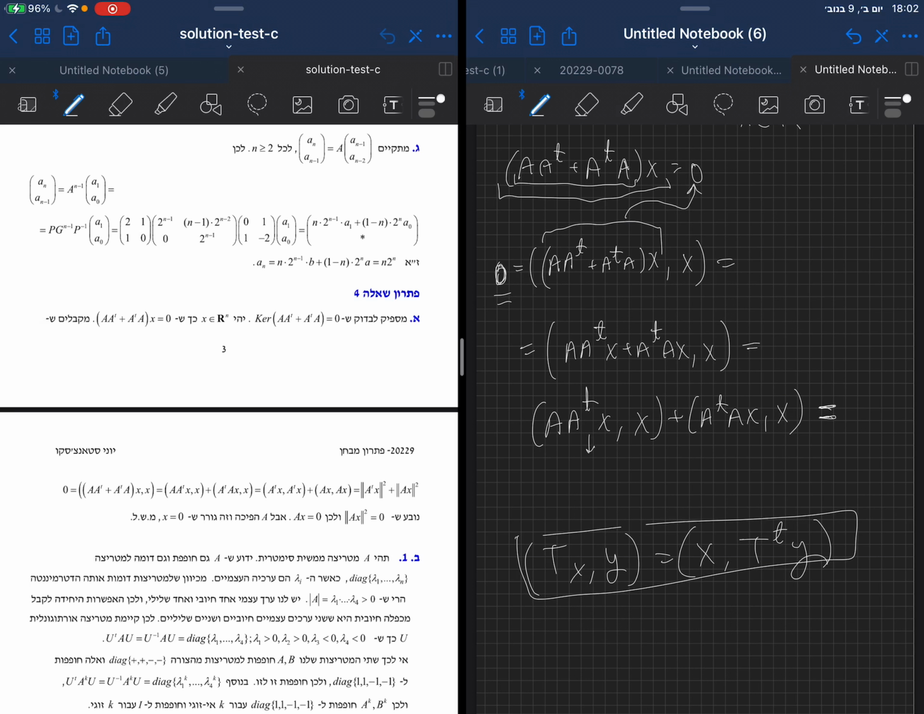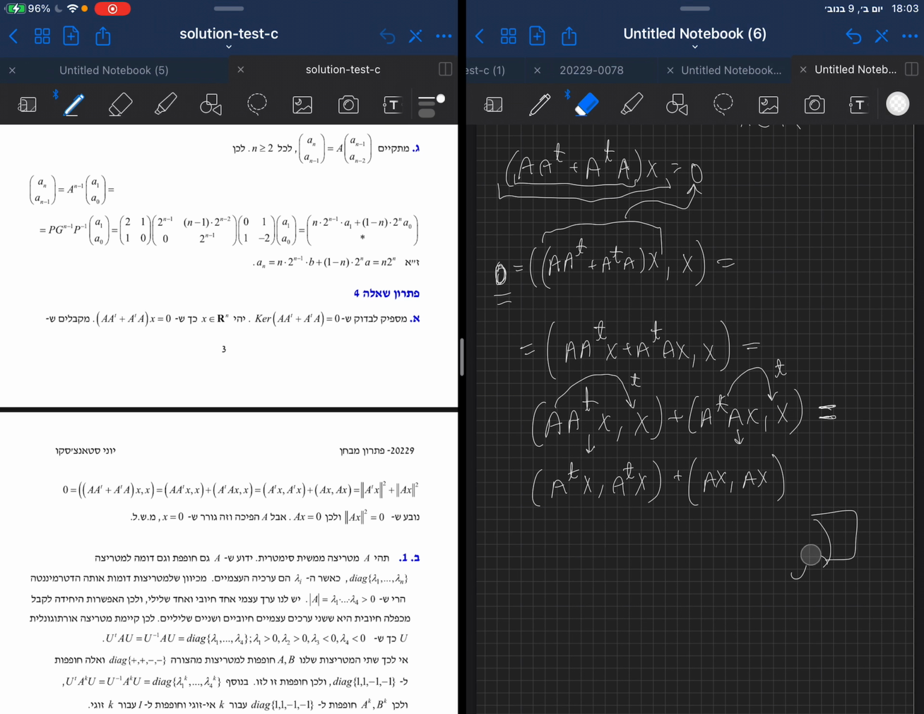Let's use it and say that, for example, this equals <A transpose x, A transpose x>, right? I took the A and put it here with the transpose. The same thing goes here, plus <Ax, Ax>. Again, I took this, put it here, and did a transpose. A transpose on transpose is again the original matrix. So from the transpose properties, we got this. Let's proceed.